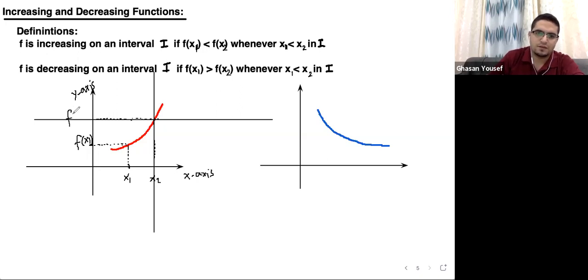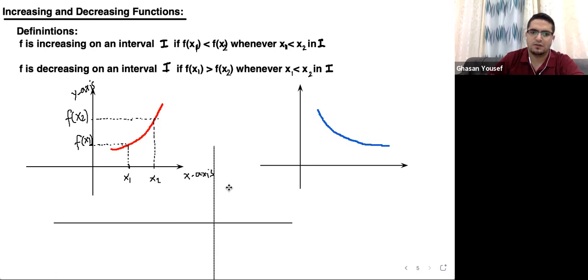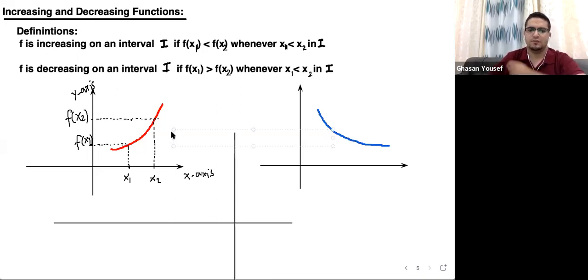This is f of x2. So if we apply the definition for this one, x2 is greater than x1, and also f of x2 is above f of x1, so f of x2 is greater than f of x1. So this curve is increasing. Here, increasing.